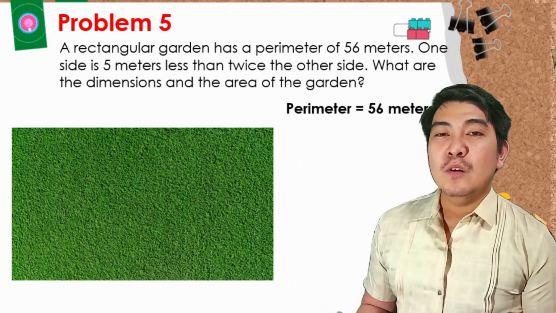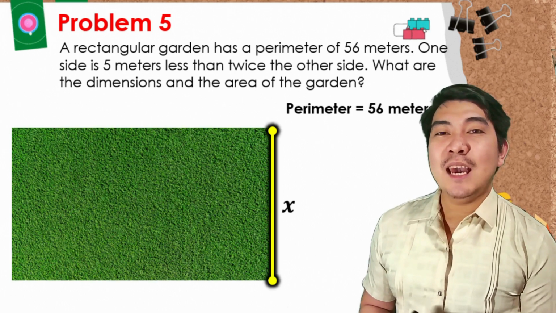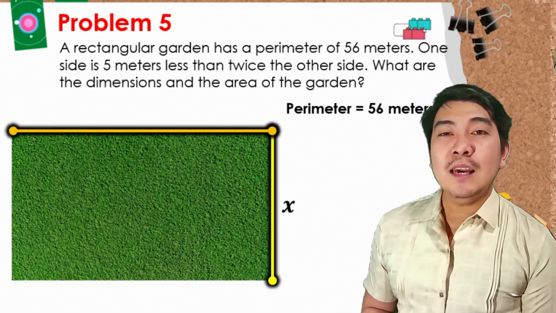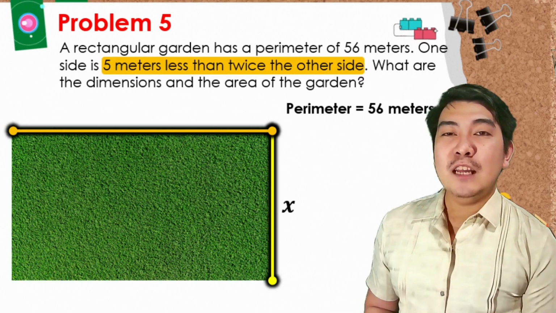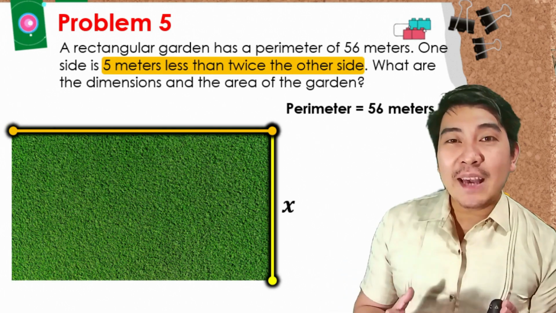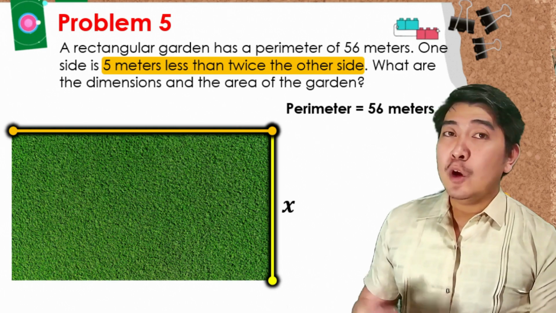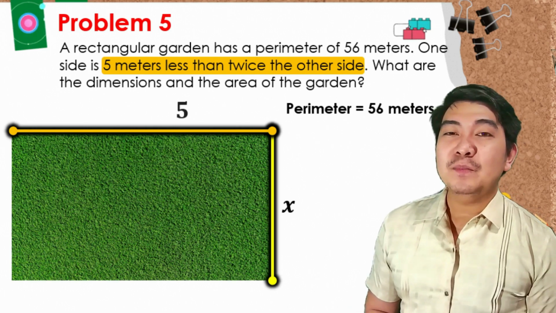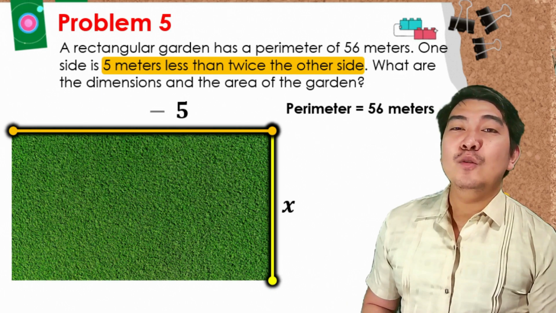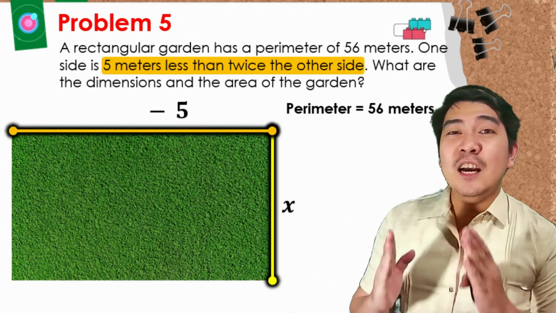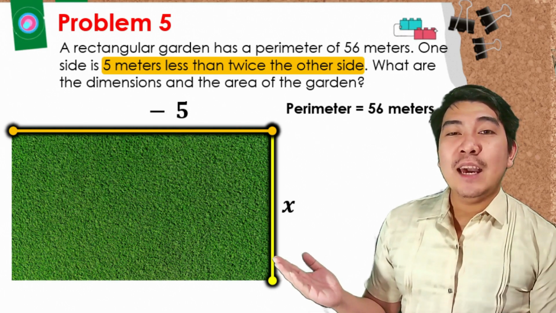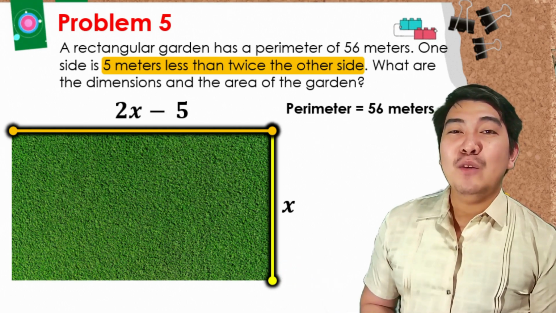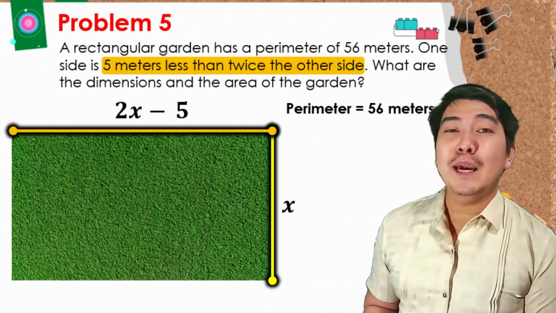Now, how are we going to solve? Let us represent one side as x. So, how are we going to represent the other side of our rectangle? Remember na meron tayong given na statement as 5 meters less than twice the other side. So, if we are going to translate, we will go backwards. Doon muna tayo sa right side magsisimula. So, 5 meters less than, meaning we need to subtract. And then, twice the other side. So, we are given the side that measures x. So, twice daw nito, that will be 2x. So, that's why we have the other length of side, which is 2x minus 5.